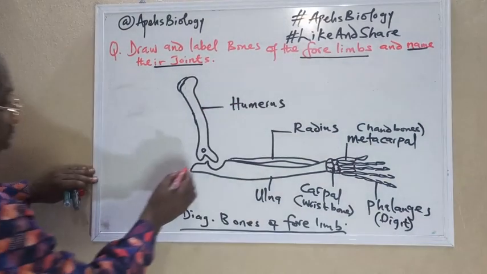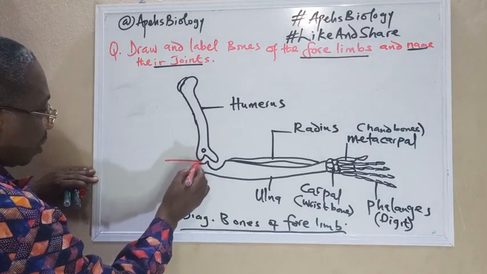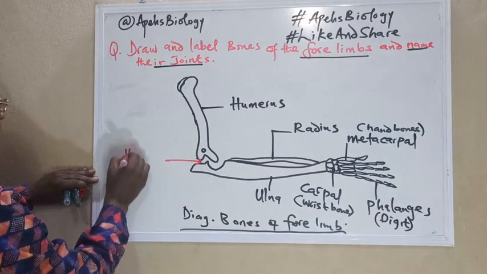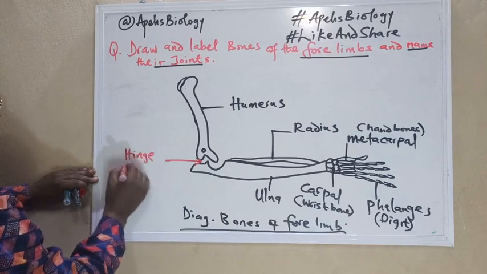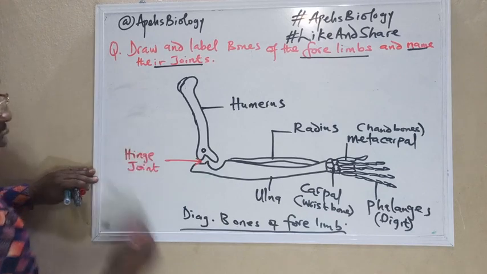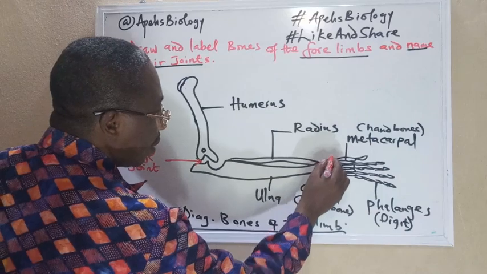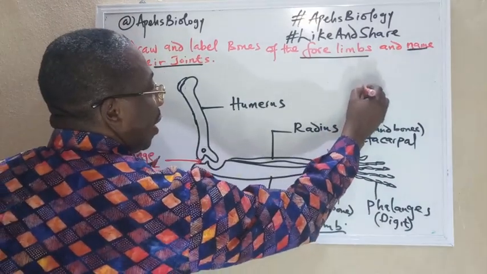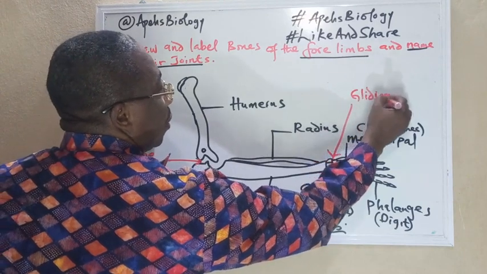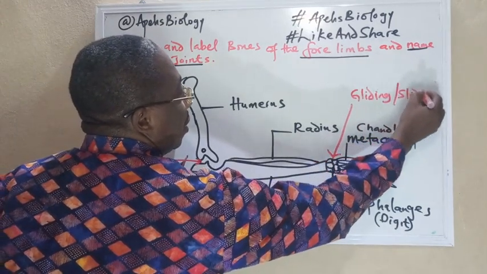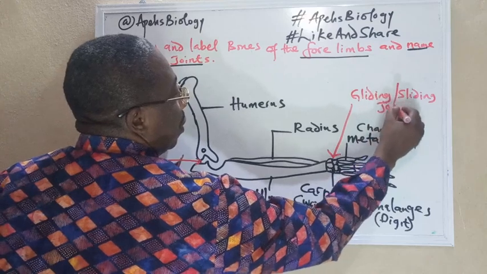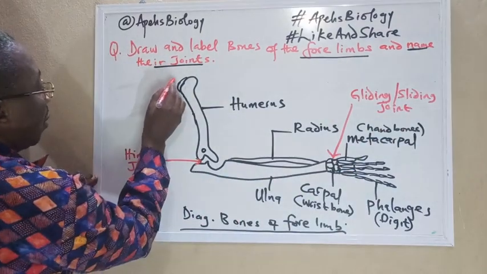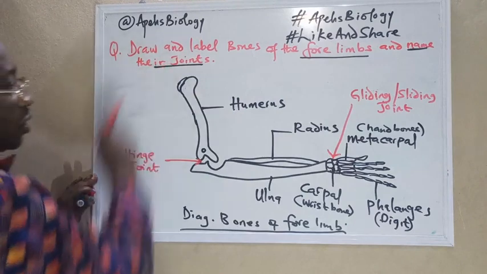So this joint here is called a hinge joint. That is what is formed here. This is a hinge joint. Then this joint here like that is called a gliding or sliding joint. While the joint around this area between the shoulder blade is called the ball and socket joint.